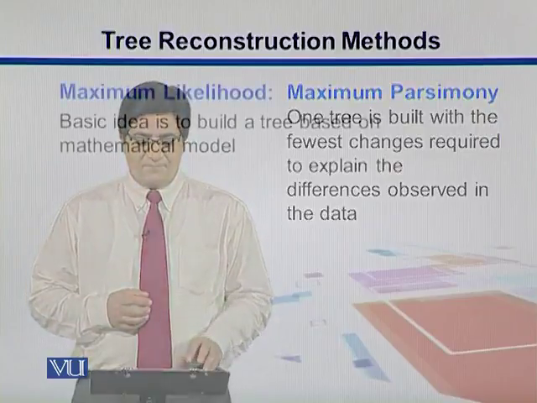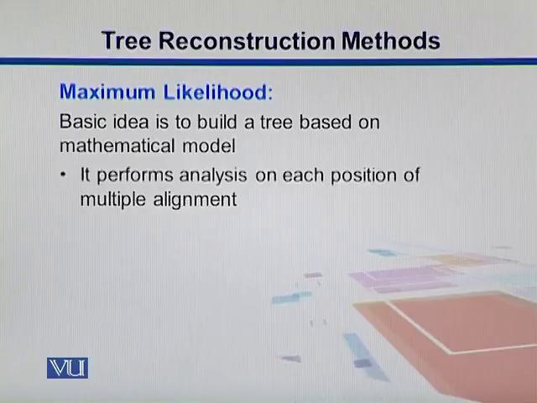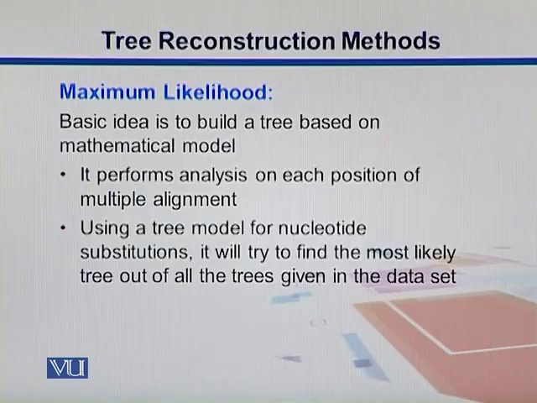and in this method the minimum changes are the good ones. Whereas in the maximum likelihood approach, the basic idea is to build a tree based upon some mathematical models. It performs analysis on each position of the alignment, and using a tree model for nucleotide substitutions, it will try to find the most likely tree out of all trees given in a data set.